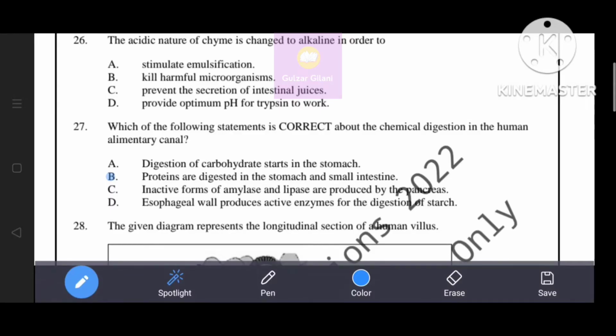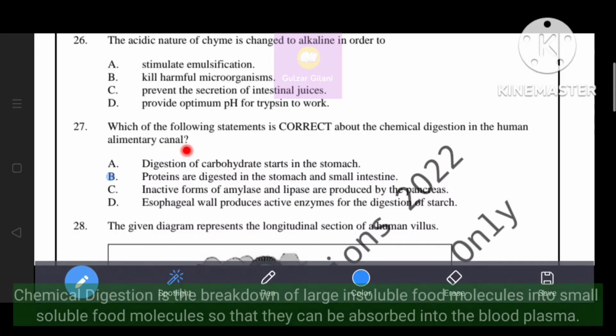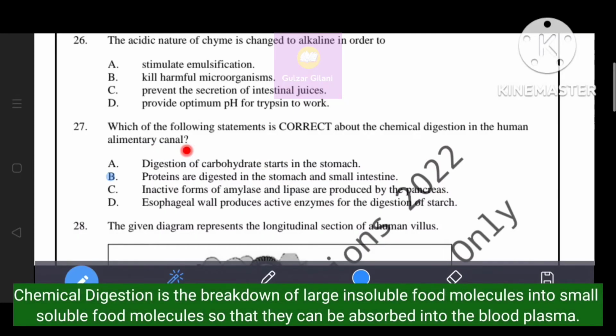Next question. Which of the following statements is correct about the chemical digestion in the human alimentary canal? As you know, chemical digestion is the breakdown of large insoluble food molecules into small soluble food molecules so that they can be absorbed into blood plasma.